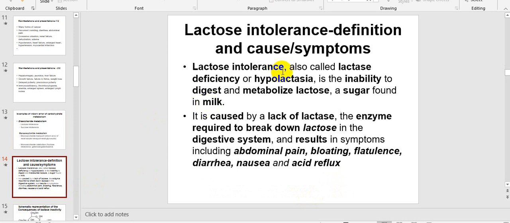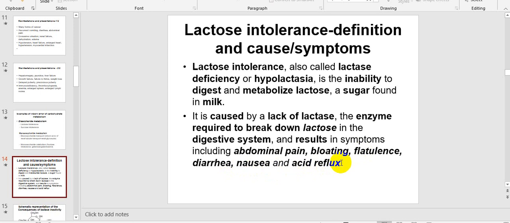Lactose intolerance, also called lactase deficiency or hypolactasia, is the inability to digest and metabolize lactose, a sugar found in milk. It is caused by a lack of lactase, the enzyme required to break down lactose in the digestive system. This results in symptoms including abdominal pain, bloating, flatulence, which you all know, diarrhea, nausea, and acid reflux.